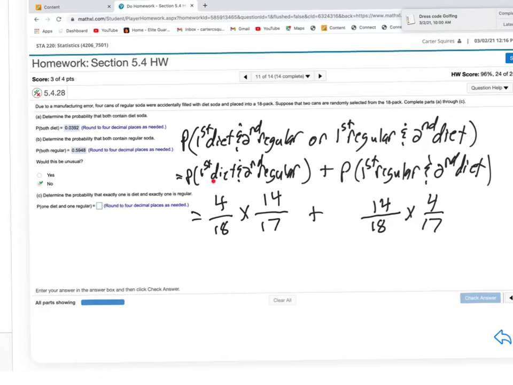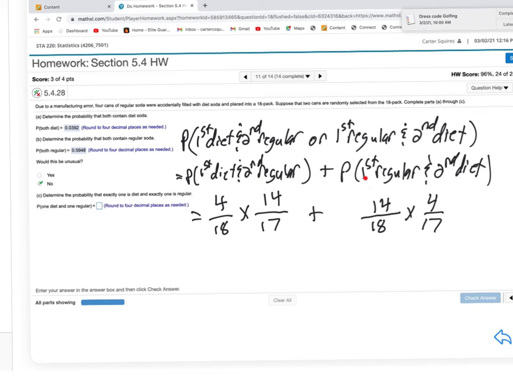So what's the probability the first one's diet? Well, there's 18 cans, and 4 cans of regular soda were accidentally filled with diet. So they accidentally put 4 of them with diet in there. Then, assuming you're successful here, that leaves you with only 17 cans, and assuming you got a diet one, that would leave you 14 regular.